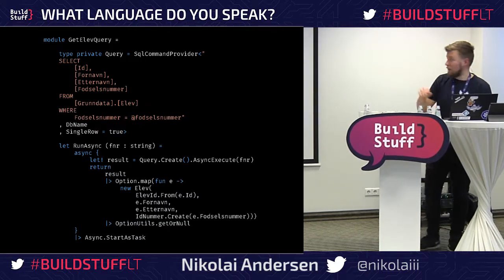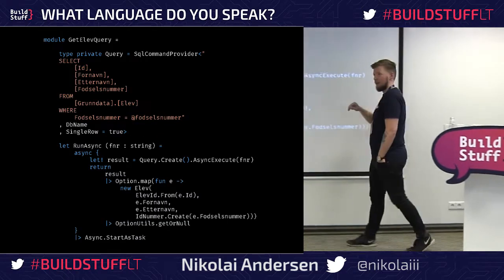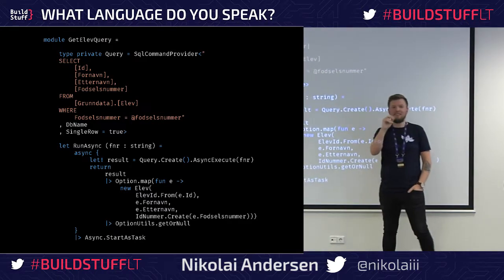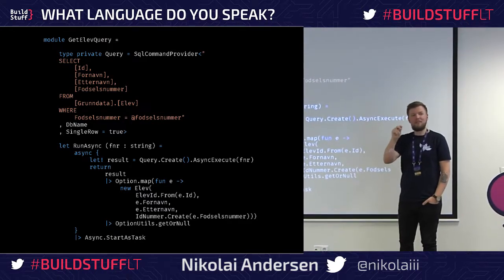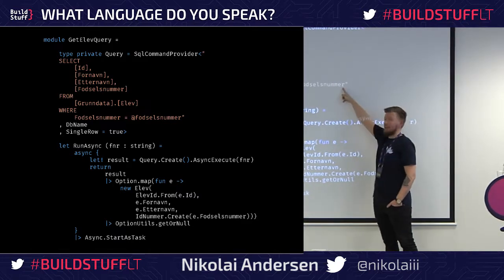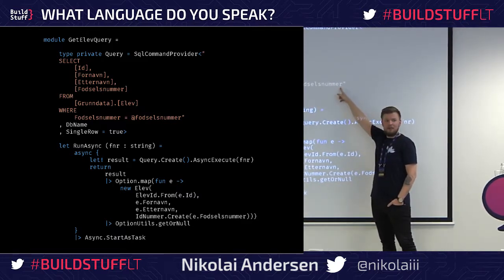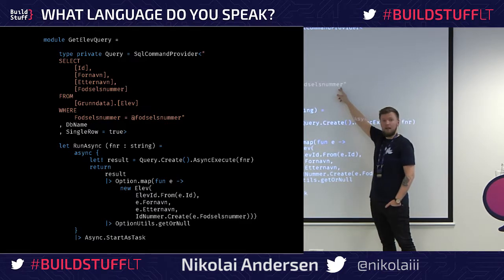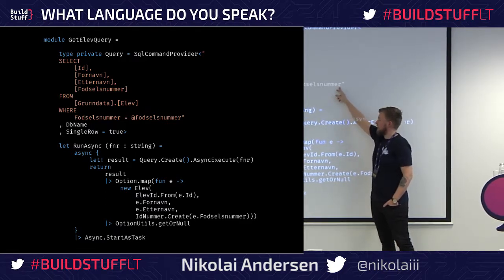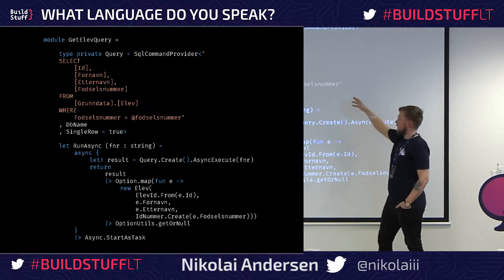So I just want to go back to this one and show the most simple example of why the F# type provider is valuable. If I remove the R here, I will get a red squiggly line right away in my IDE telling me, hey, this doesn't match what you're trying to do.